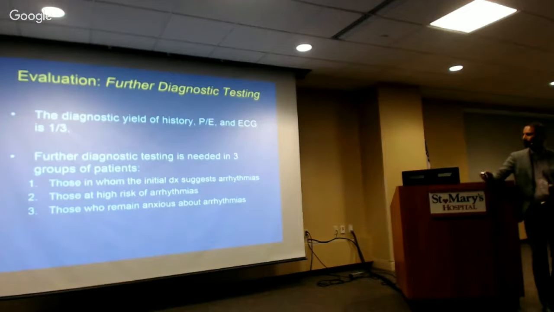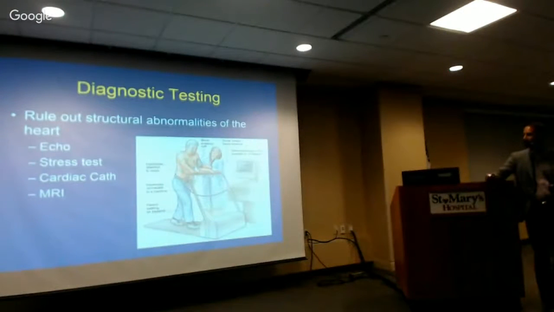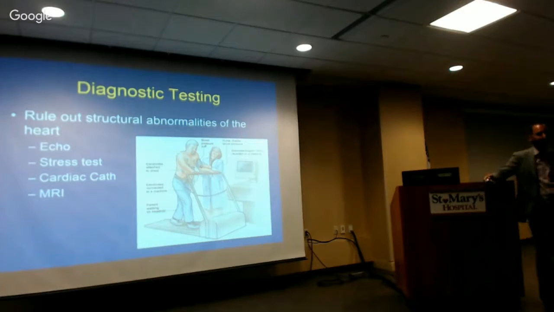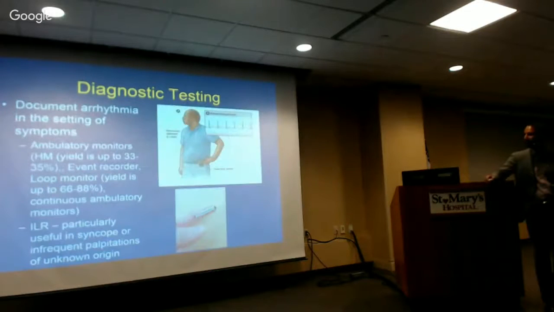So the diagnostic yield of the history, the exam, and the EKG is only one-third. Further diagnostic testing is required for other patients. You want to rule out structural heart disease, typically with an echo. If they have suspicion for coronary disease, a stress test or cardiac cath may be indicated. If they have a suspicion for ARVD or sarcoid, MRI would be indicated.